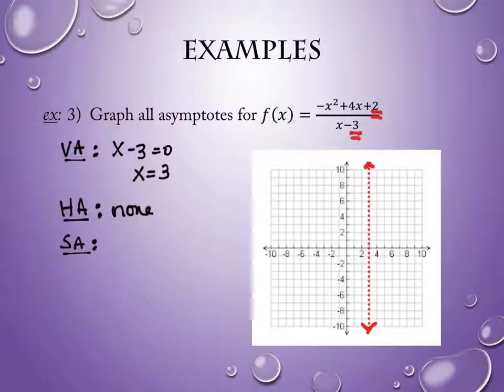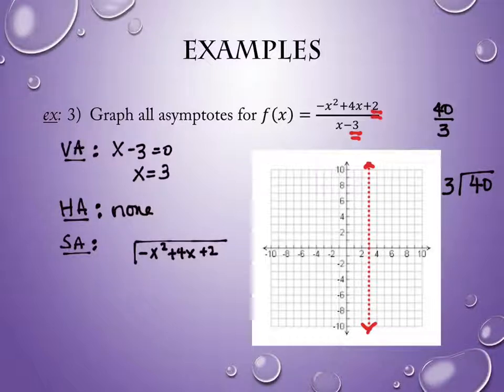And the way we find slant asymptotes is with long division. So what in the world does long division look like? Well, think about with me if you had something like 40 divided by 3. Well, you'd put the 40 underneath the division sign and the 3 on the outside, right? So we're going to do the same thing here. The negative x squared plus 4x plus 2 will go under the division sign with the x minus 3 on the outside. So everybody good so far with the setup? And if you can't get the setup, you're not going to be able to finish, so I want to make sure we're good.